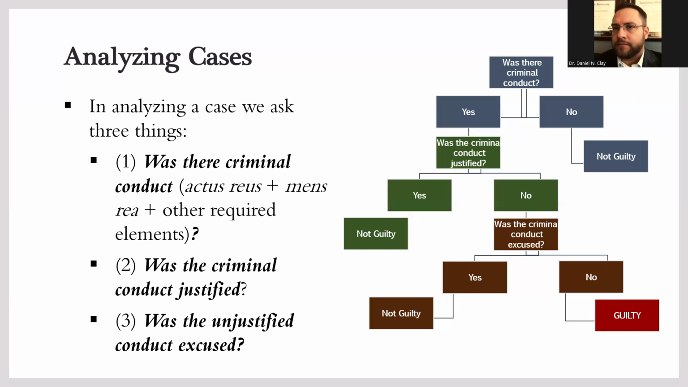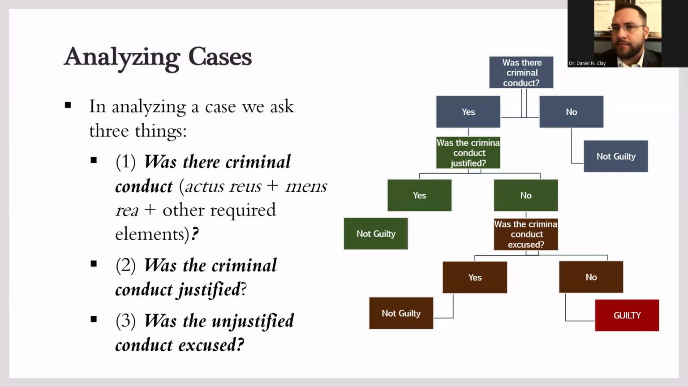If the answer is yes, there was criminal conduct, we then asked, was the criminal conduct justified? If the answer is yes, then the person is found not guilty. If, however, the answer is no, we have one more step. If the criminal conduct was not justified, then we asked, was the criminal conduct excused? If the answer is yes, the person is not guilty. If the answer is no, the person is guilty.